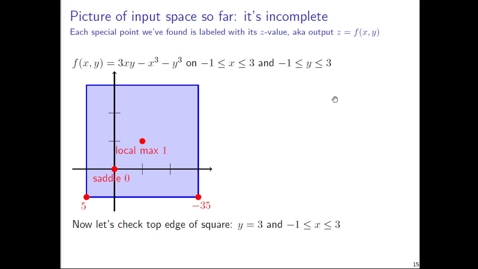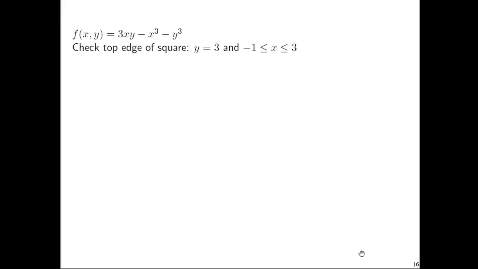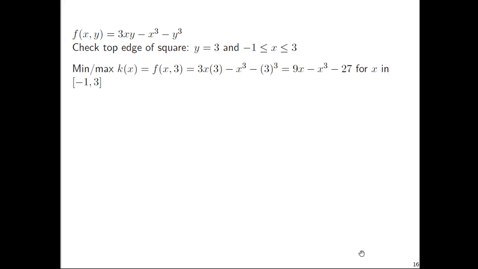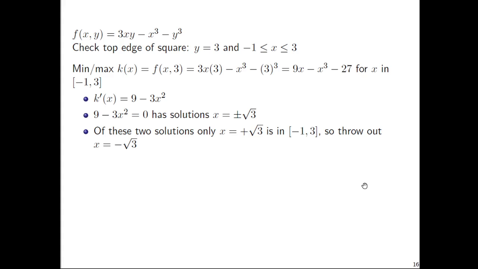And on that top edge, y is equal to 3. We're going to be looking for x between negative 1 and positive 3, though. All right, so what do we do here? Let's name a new function. All along, y is equal to 3, so we'll just plug that in. In the end, in a simplified form, we're looking at the function 9x minus x cubed minus 27. And we're going to maximize or minimize that for x between negative 1 and 3. So take derivative, set equal to 0. You do end up getting two solutions, x equals plus or minus root 3.